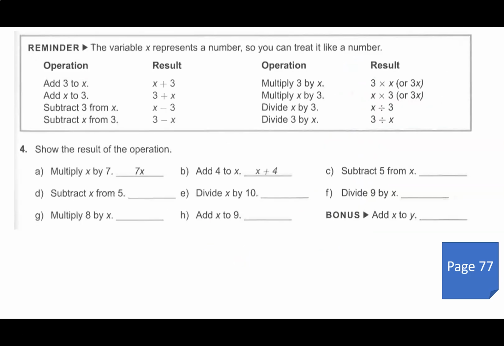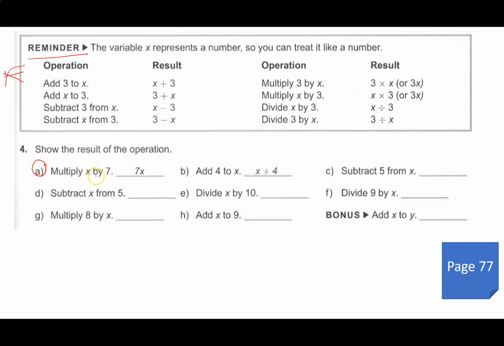All right, continuing on page 77. The box at the top is a good reminder, and I encourage you to read through this. I'm just going to read the first line for you. It says, the variable x represents a number, so you can treat it like a number. So, this question is asking us, how can you show these words as a combination of numbers and letters?